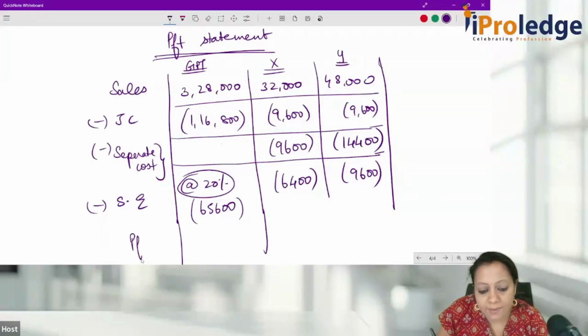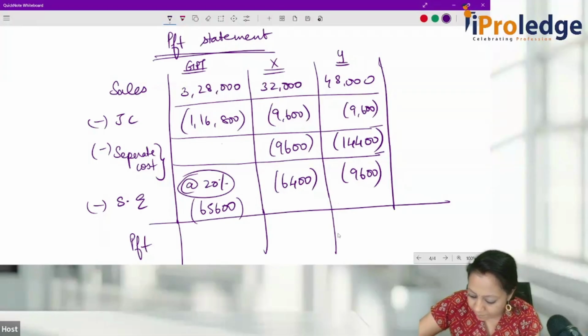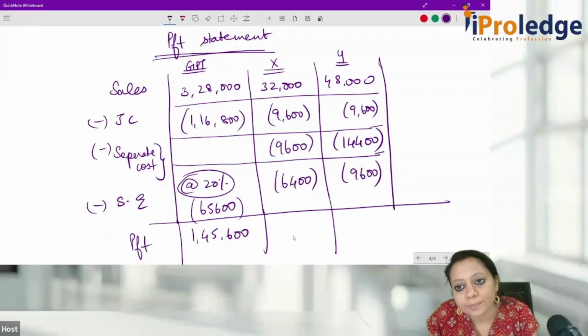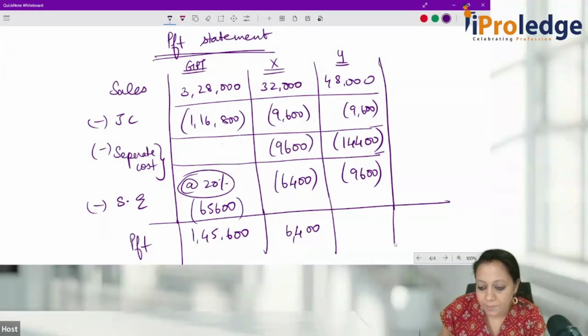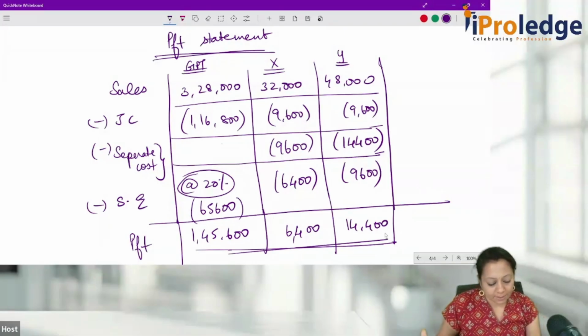So that also, if we subtract, then we will get the profit. Now we're getting 1,45,600. Sorry, 6,400. Already we got that only, no? There, into 20%, right? 14,400. Thank you, dear. That's all. This is for 7 marks.